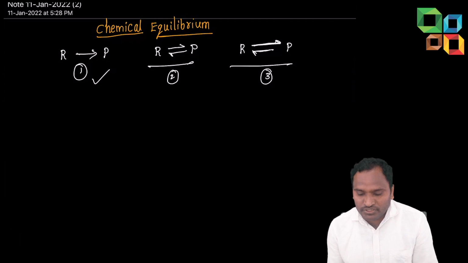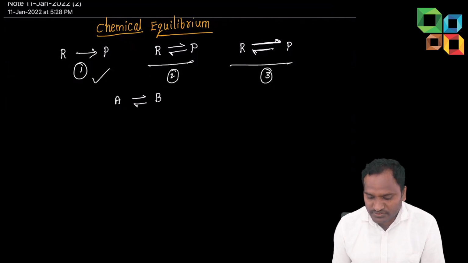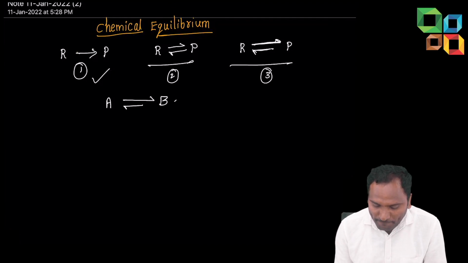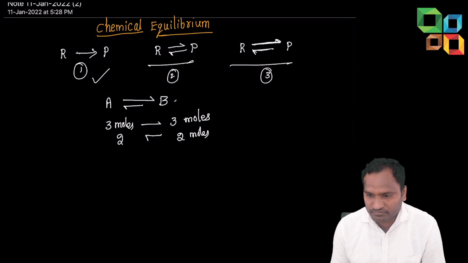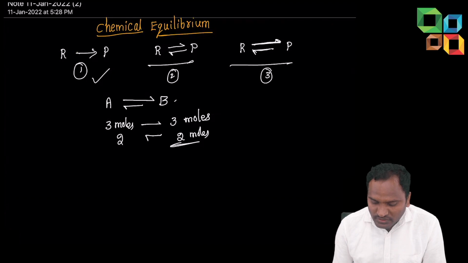Let us take one example. A is in equilibrium with B. Here, 3 moles of A is decomposing and producing 3 moles of B. This is a forward process. Next, what happens here? 2 moles of B again convert, giving 2 moles of A. Out of 3 moles, only 2 moles of B are converting to A. Here, 3 moles of A are consumed, only 2 moles of A are formed.